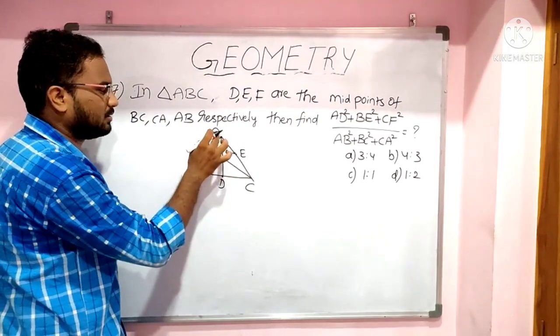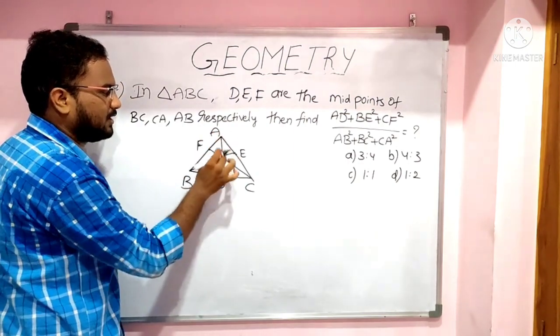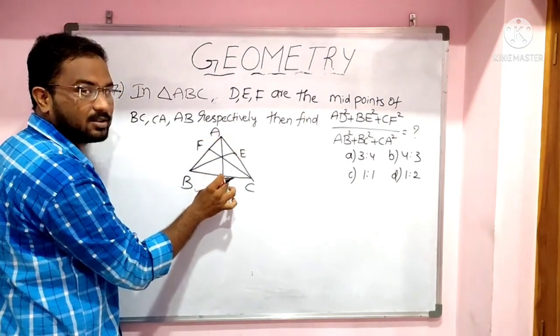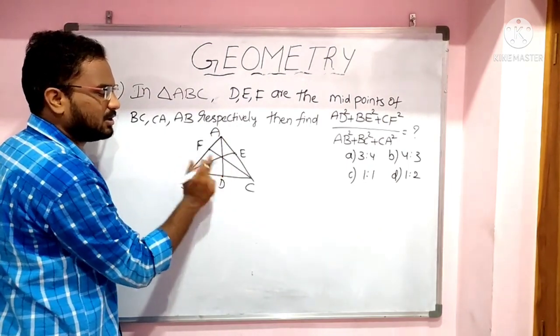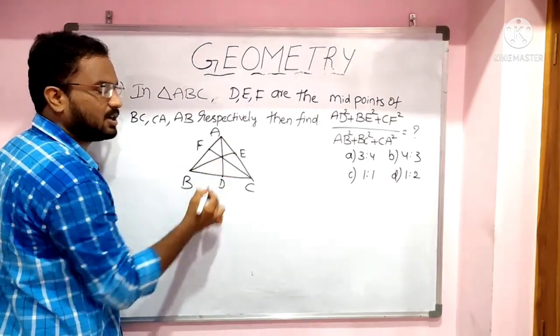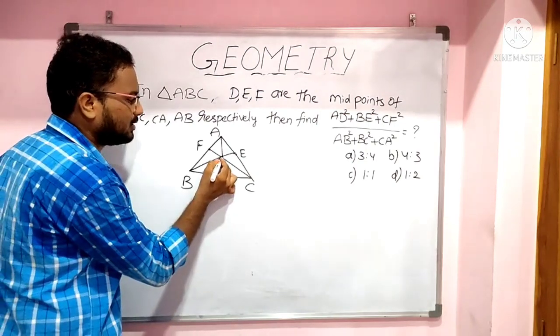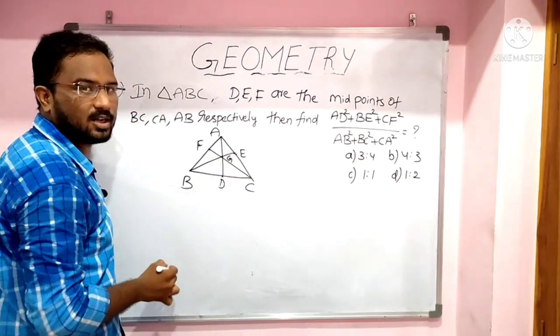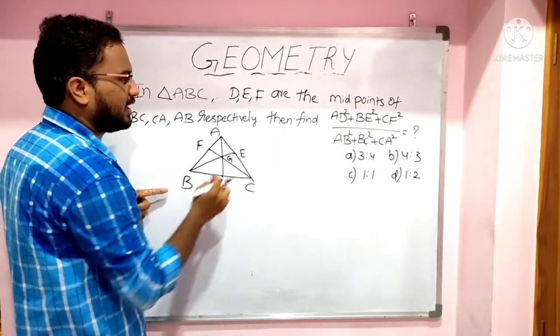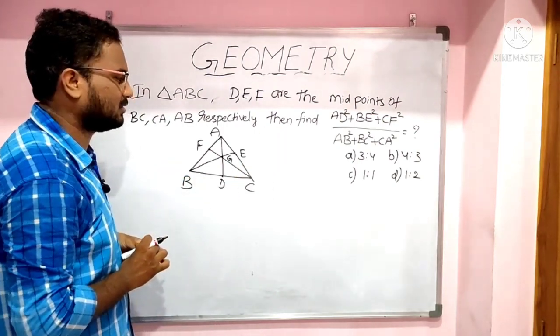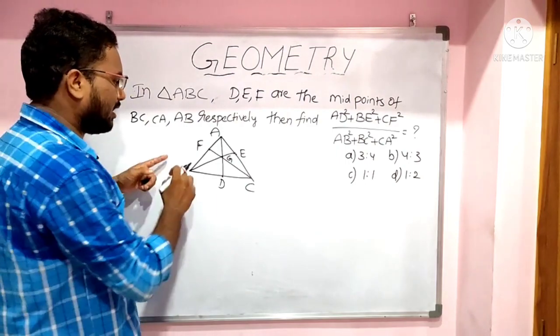If we draw a line from a vertex to the midpoint of any side, it is called a median. So similarly, this is also a median, this is also a median. All these medians meet at a point, which we will call the centroid. So first of all we need to find AD square plus BE square plus CF square. So we can use Apollonius theorem.